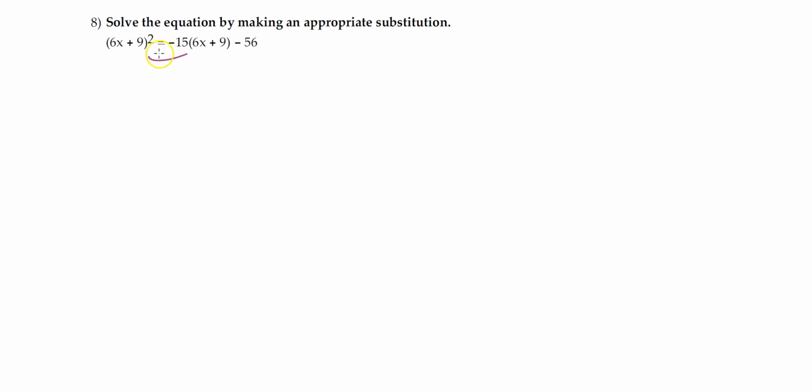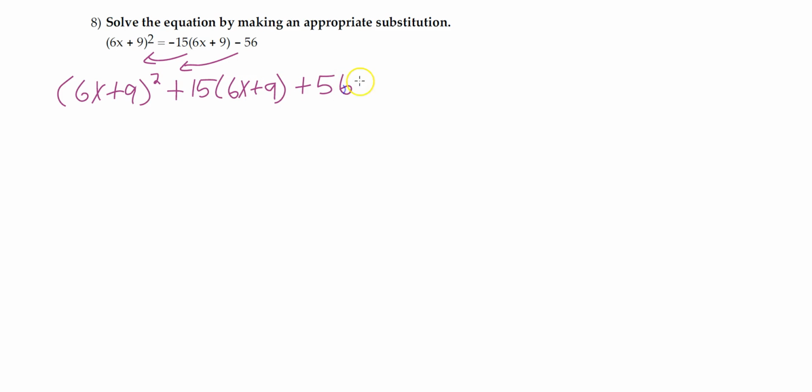So if I move everything to the left, I will have (6x + 9)² + 15(6x + 9) + 56 = 0. Now this is much more standard. This is standard form for a quadratic equation. It doesn't appear like a normal quadratic equation.